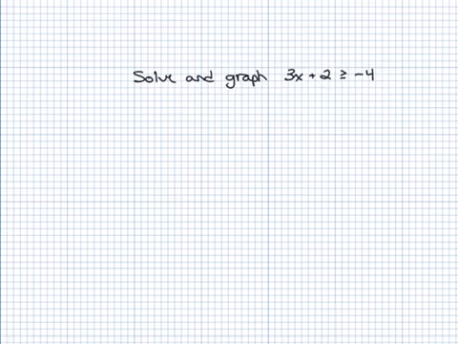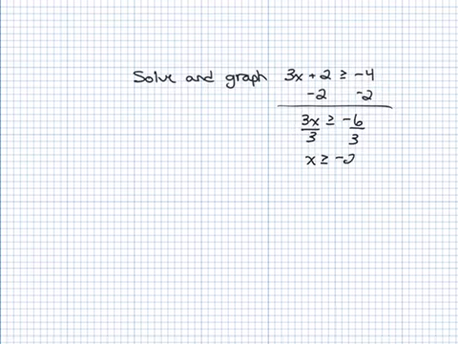Here's another opportunity. So again, start off the problem assuming that that's an equal sign. Do the algebra. Don't forget your negative signs. And we have now x is greater than or equal to -2.